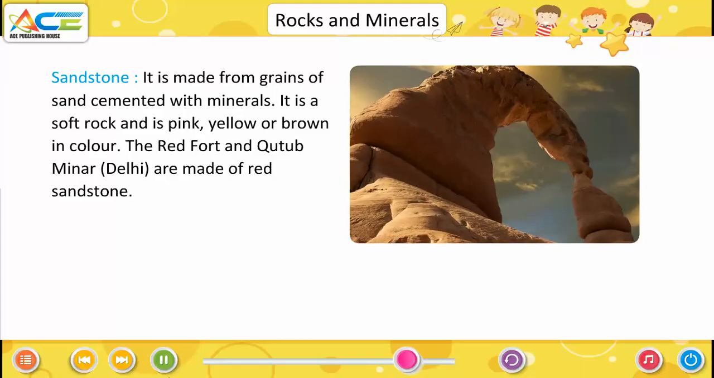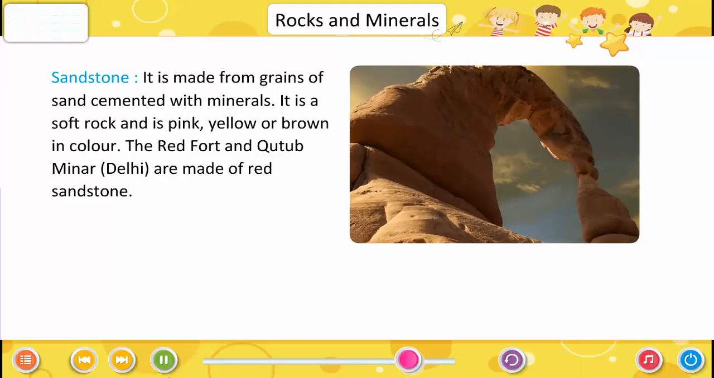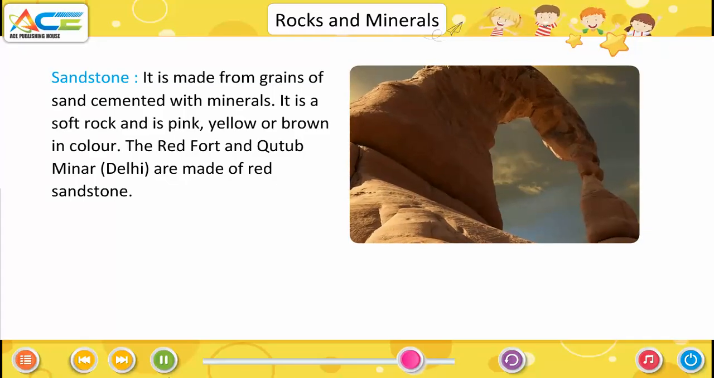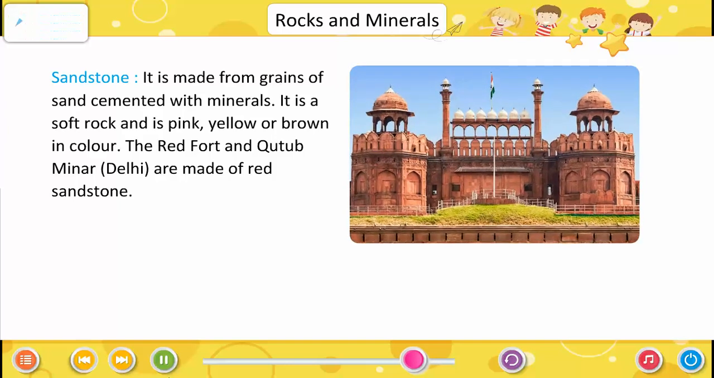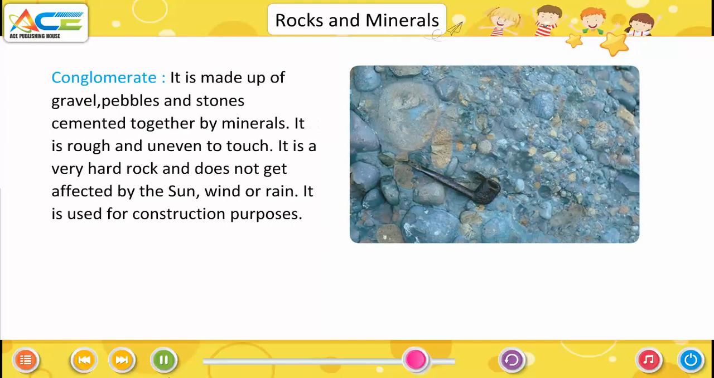Sandstone. It is made from grains of sand cemented with minerals. It is a soft rock and is pink, yellow or brown in color. The Red Fort and Qutub Minar, Delhi are made of red sandstone.